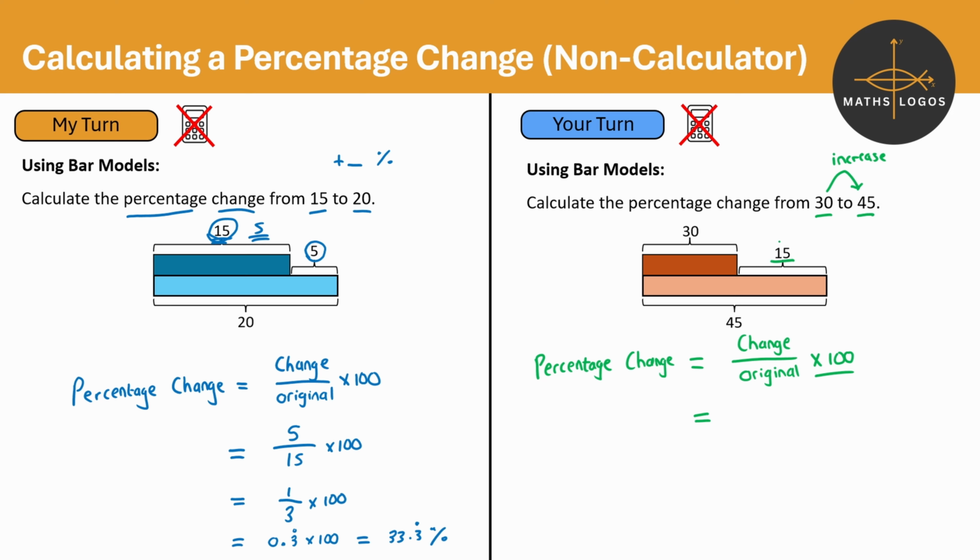The change in this case is the 15 that I've gained. The original was 30, so I started with 30, ended up at 45, so that's my original. Multiplied by 100. 15 over 30 is 1/2. And then what I do is I turn that half into a decimal, so 0.5, multiply that by 100, and that gives me 50%. Then I use my common sense. Well, it went from 30 to 45. I've already said that's an increase, so it's a 50% increase. In other words, 50% of 30 is 15, and when we add that on to 30, we get 45. My final answer is a 50% increase, and that's my answer.